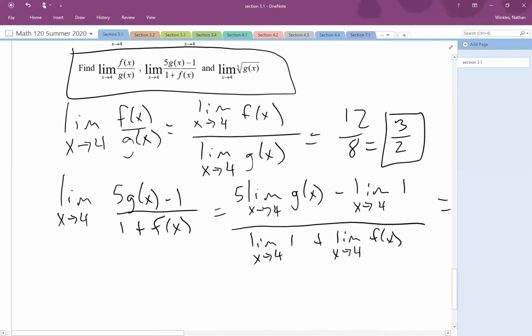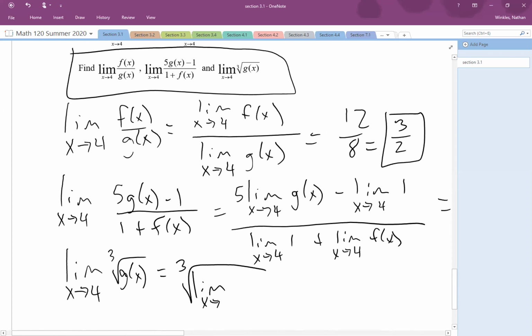The last one we have is the limit as x goes to 4 of the cube root of g of x. Well, by our rules, we can take the cube root of the limit as x goes to 4 of g of x, which is equal to the cube root of 8, which is 2 for our final answer here.